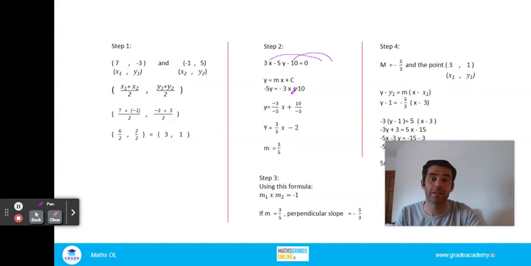So I get -5y is equal to -3x plus 10, and then I just want y, so I'm going to have to divide everything by minus 5. That's going to give me y is equal to minus 3 over minus 5 x plus 10 over minus 5. So working that out, we get y is equal to 3/5 x minus 2. And remember, that there is my slope. So m is equal to 3 over 5.